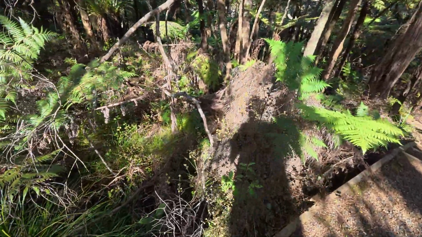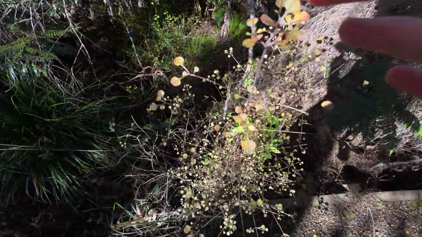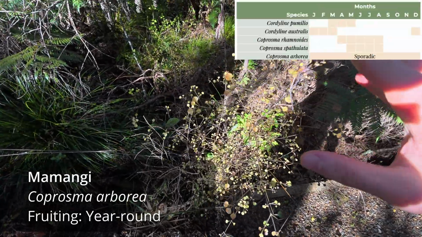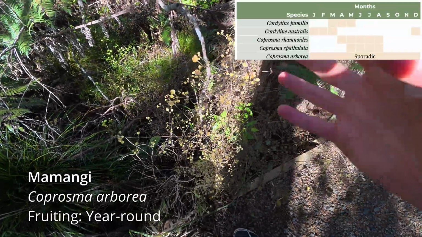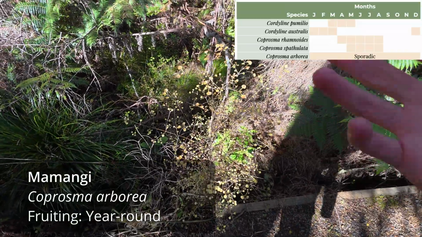All right, let's see what else we've got. We do have here another Coprosma, I think. Yes, so this one here is Coprosma arborea, the tree coprosma. Now this one does apparently sporadically flower or fruit throughout the entire year, but it's not kind of super prolific.